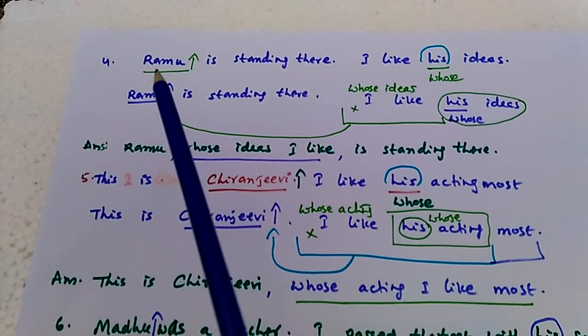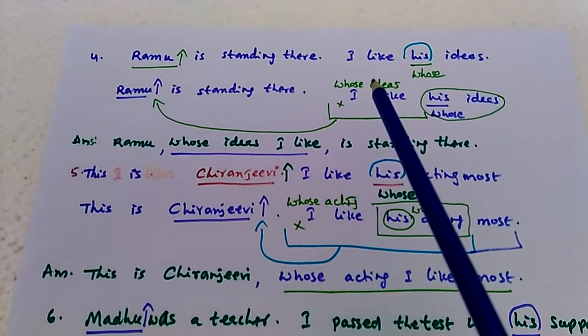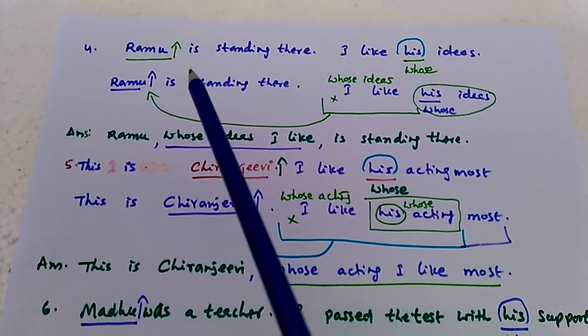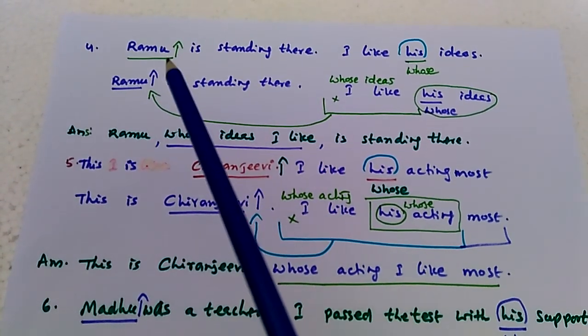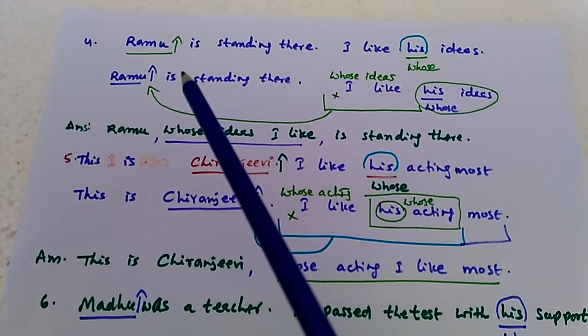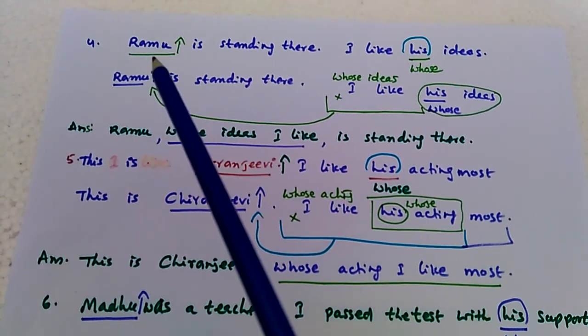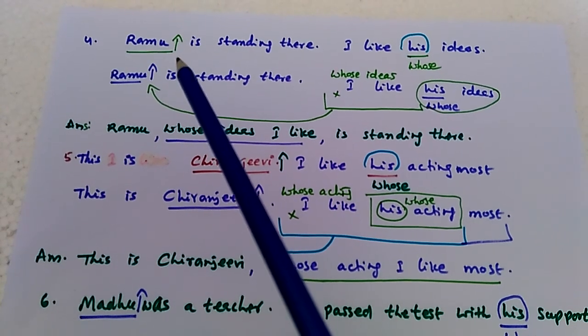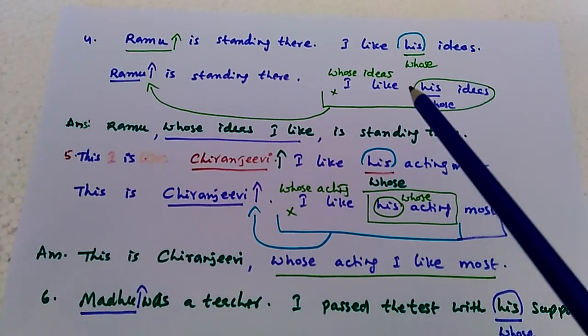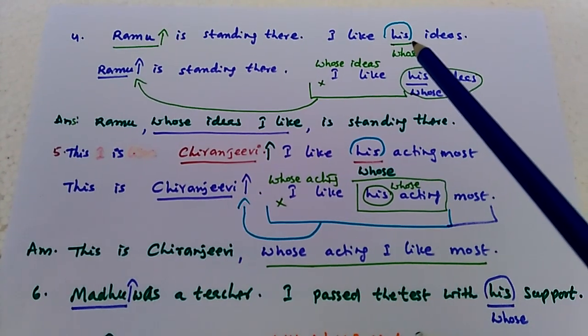And next example, Ramu is standing there. I like his ideas. So here the identical phrases are Ramu and his. We have to underline them, and one arrow mark is to be kept immediately after one identical noun phrase, and this phrase his is to be removed.